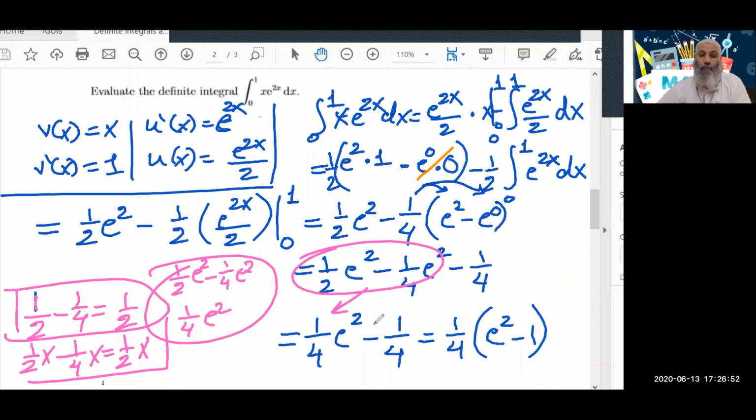Isn't it 1 over 2 e squared? Why? Because 1/2 minus 0 is 1/2. Okay, understood. Right? 1/2 minus 0.